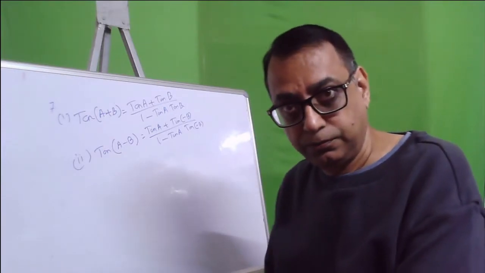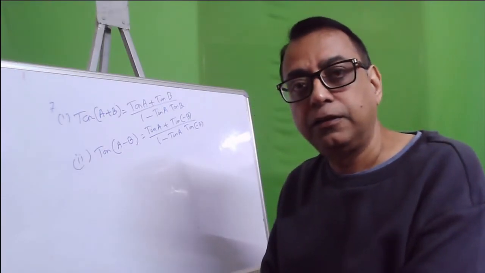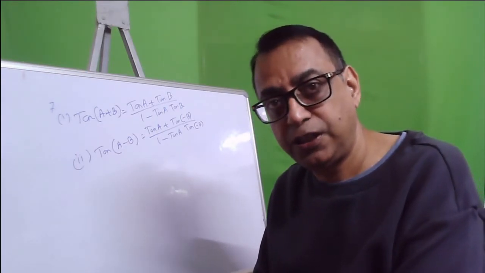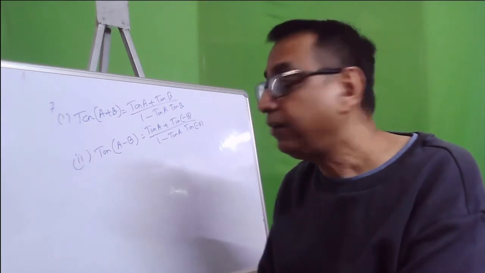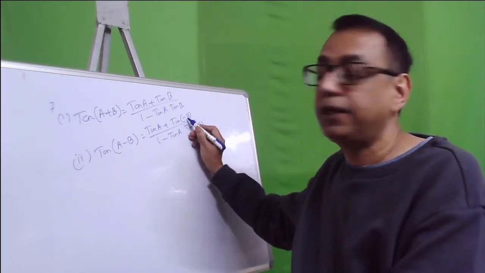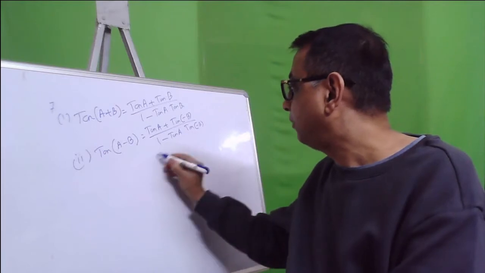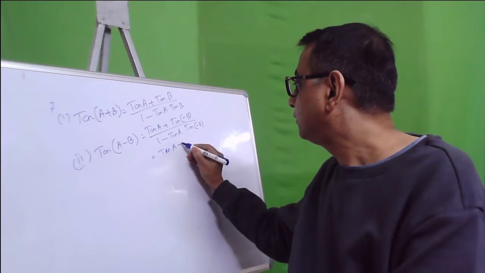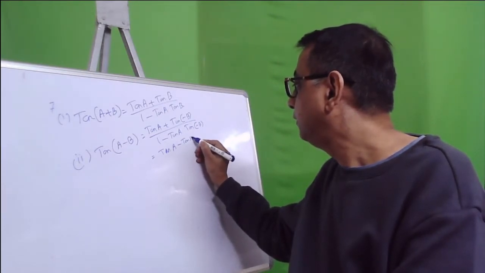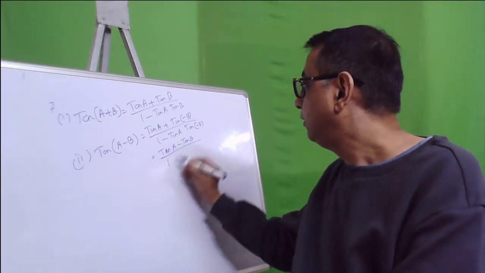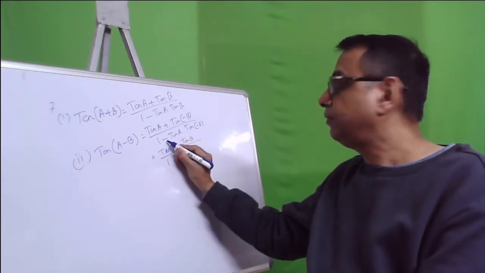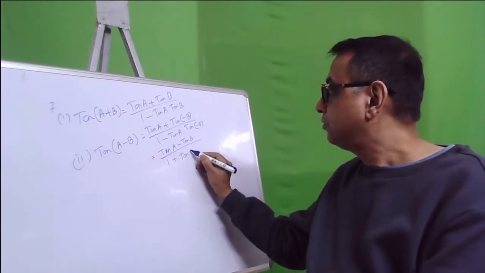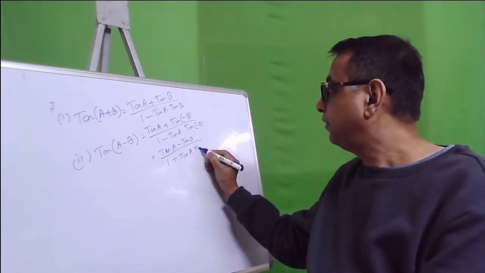As we know, sine of minus x is minus sin x, but cos of minus x does not change its sign. So tan will always change. So tan of minus b will be minus tan b. So it will become tan a minus tan b divided by, now tan of minus b will be minus tan b, there are two minus signs here, and it will become plus. So 1 plus tan a tan b.